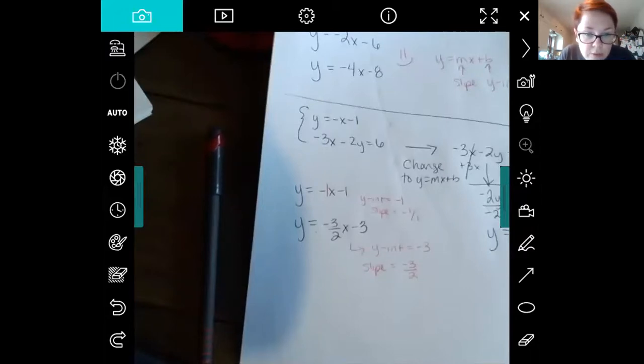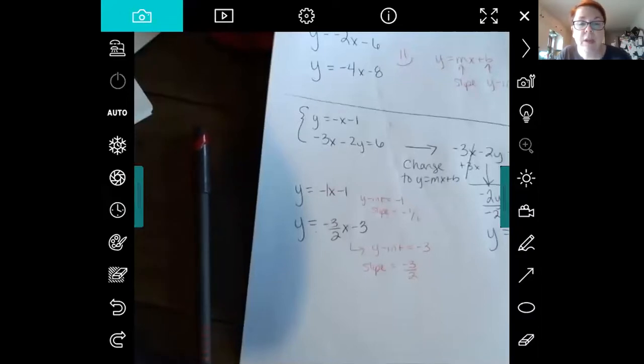Why do they make it so small? Okay. This equation up here, we changed it to y equals mx plus b form. That's going to be our blue line. And we're going to have it starting at -3.